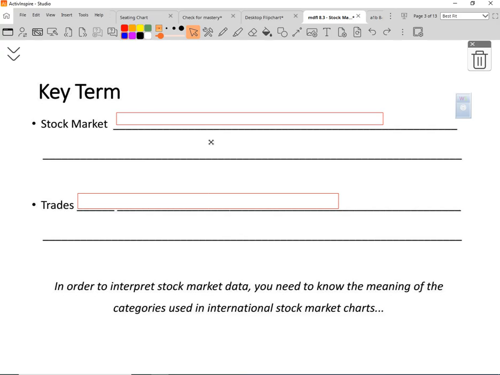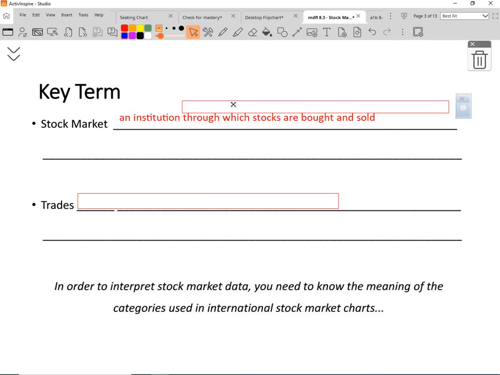A few definitions: stock market, an institution through which stocks are bought and sold. So when we buy or sell stock, we're buying or selling shares of that stock. Stock is like the ownership in a company, and you can buy different numbers of shares of stock. You can sell different numbers of shares of stock.